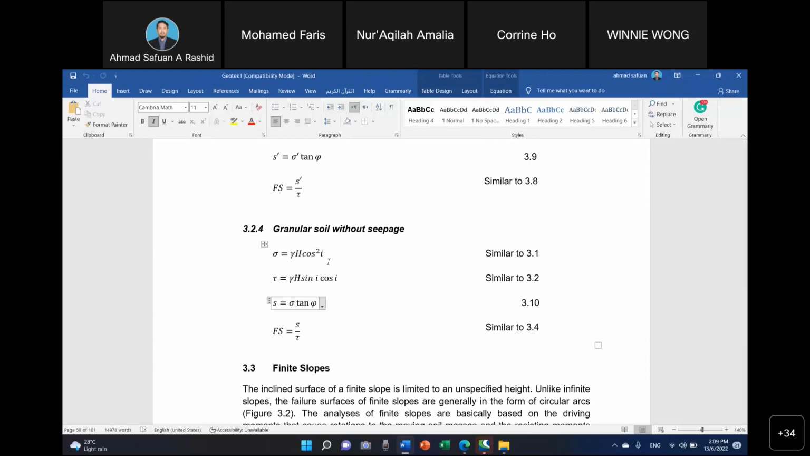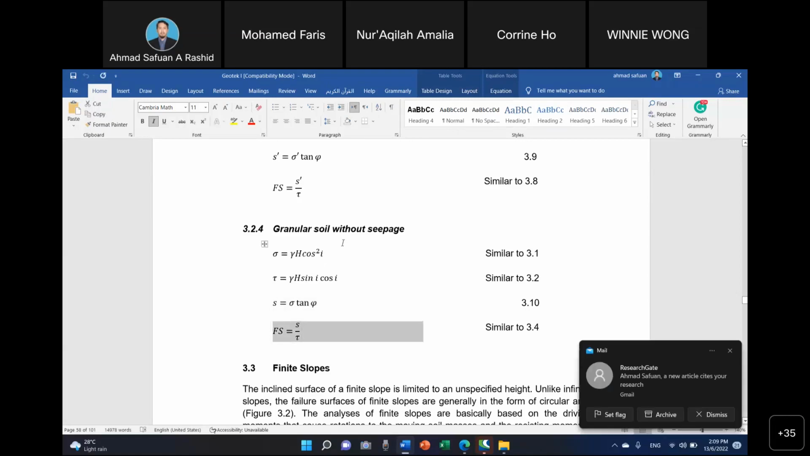Although you can easily use a simplified method, you need to understand the limitation of the simplified equations. Some of the equations are not meant to cater for seepage below the slope surface. That is why it is better for us to use the raw formula, then derive the ratio between S and tau.